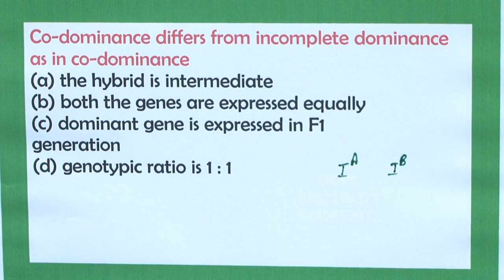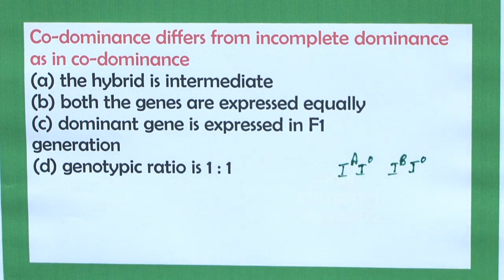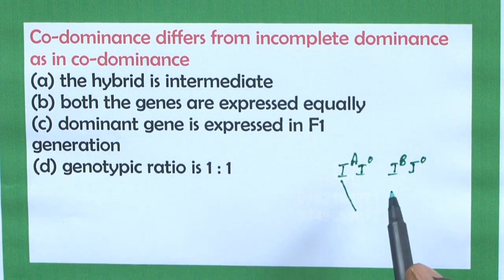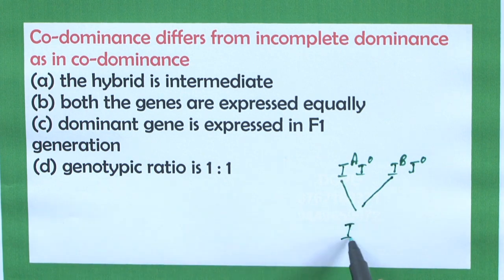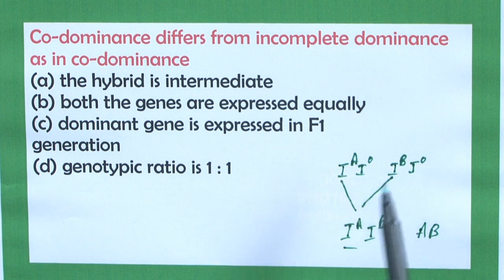If, for example, the mother is heterozygous A, and the father is heterozygous B blood group, this is the genotype. The offspring may have one allele from one of the parents and the other allele from the other parent, so that the offspring will have IA IB, which is the genotype for AB blood group. So the offspring will resemble both the parents: the mother is A blood group, the father is B blood group, and hence the child resembles both the parents.